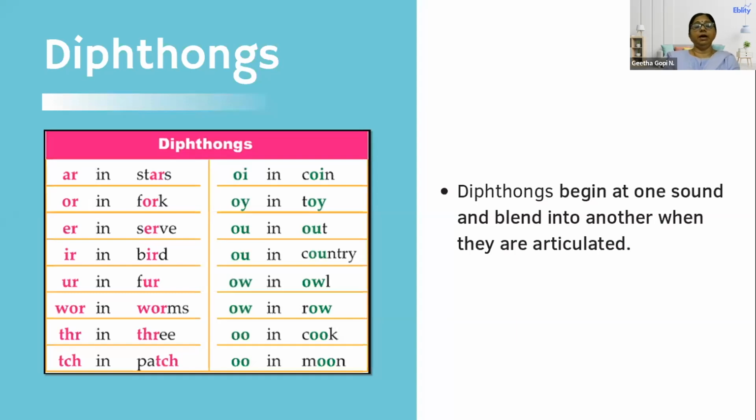So again, in diphthongs, there are different kinds of sounds that come in. The ER, IR, UR, spelled differently, but they all make the ER sound, as in bird, serve, fur, and so on, worms. So different combinations. So again, teaching these kinds of word families, different word combinations, that is what is important.